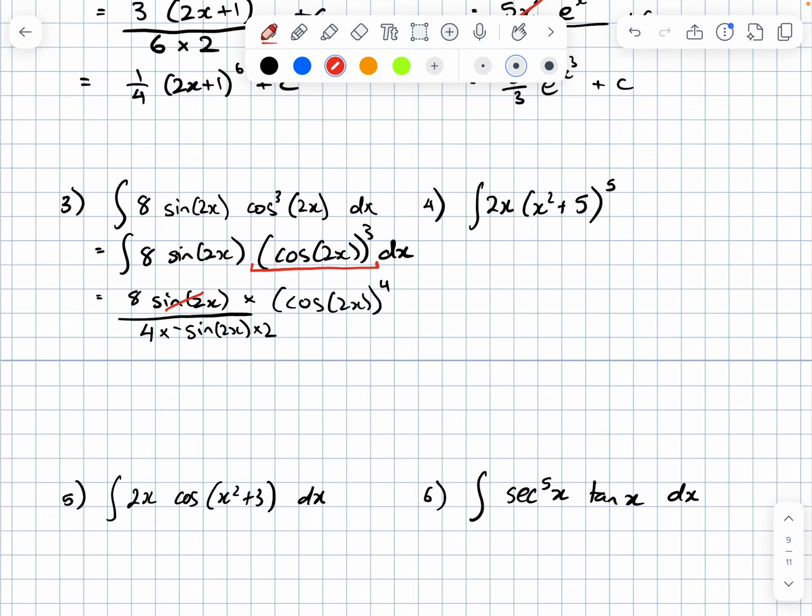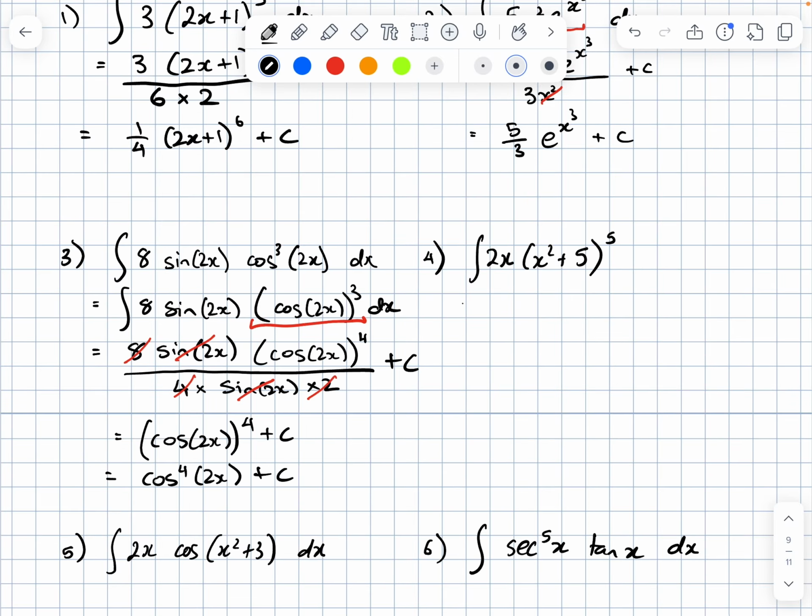The sine 2x's cancel. The 8 is on the numerator, and 4 times negative 2 is on the bottom, so that's negative 8. So all of those 8s will cancel, just leaving us with negative 1. We'll get the plus c. So negative 1 is our coefficient, meaning we have negative cos 2x to the power 4 plus c, which can also be written as negative cos to the power 4 of 2x plus c.